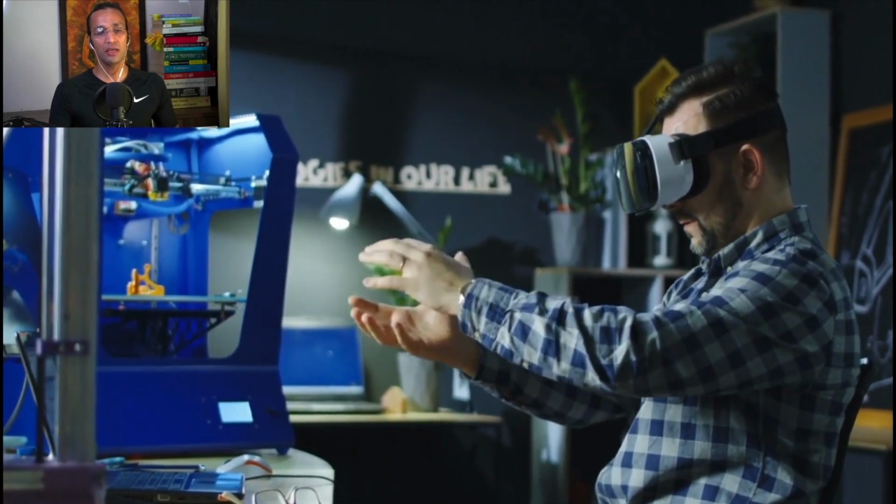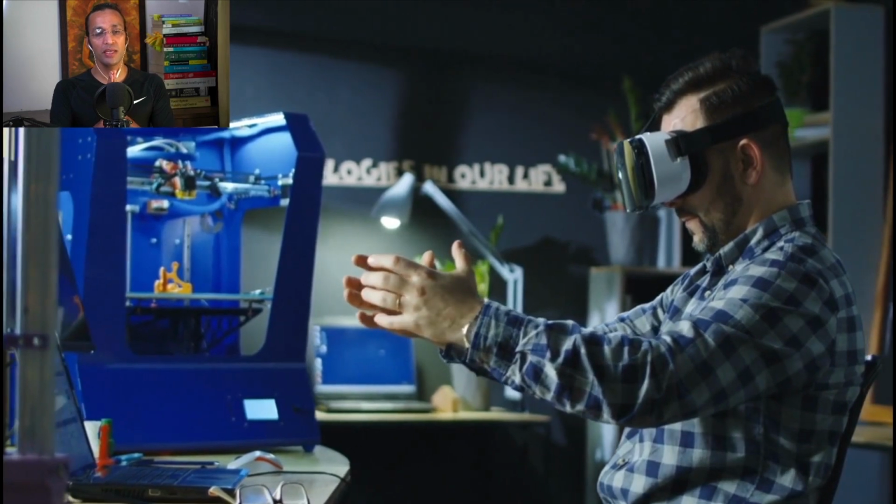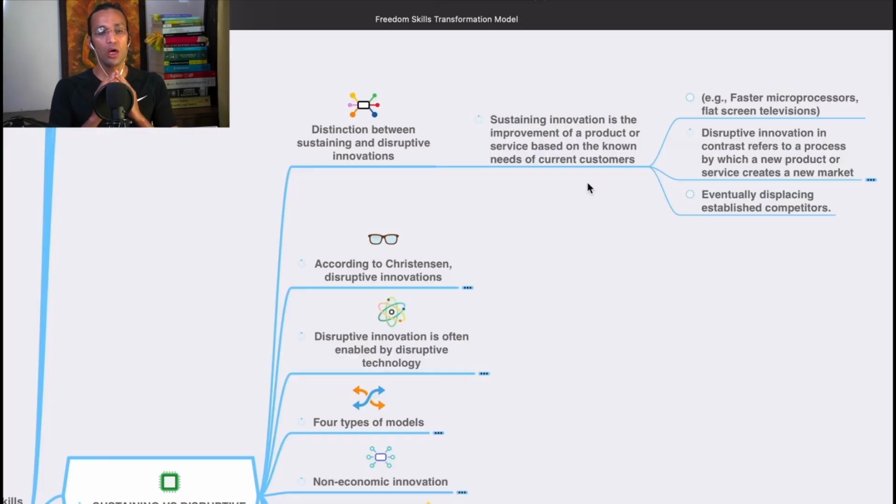Sustaining innovation is the improvement of a product or a service based on known needs of current customers. It is how we can improve the current product which is already there. So how you can improve that product and make it sustainable, and this is sustaining innovation, the definition.